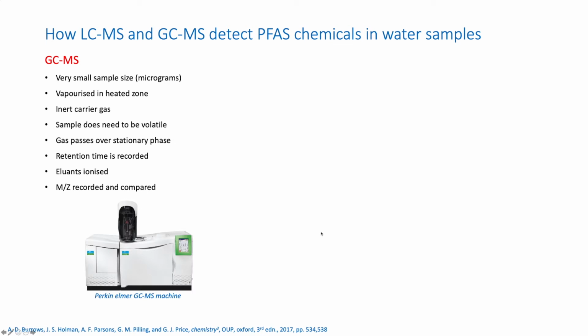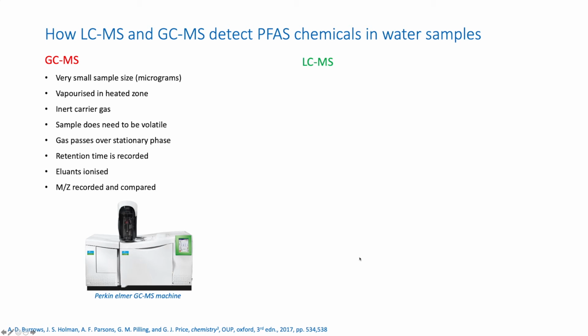So this is a Perkin-Elmer GCMS machine here. This large bit here would be the oven, which is where the vaporized sample is in a heated zone, and the temperature can change in here to get the best separation.